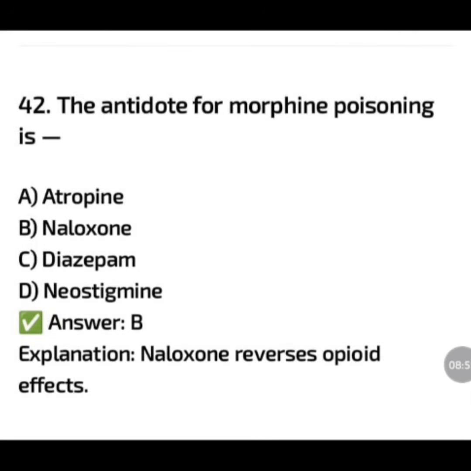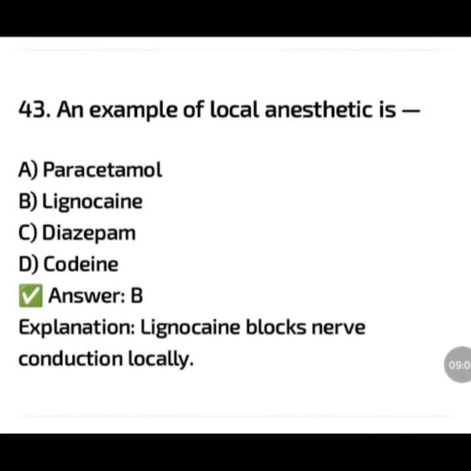The antidote for morphine poisoning is atropine, naloxone, diazepam, neostigmine. The correct answer is option B, naloxone. Naloxone reverses opioid effects. The example of a local anesthetic is paracetamol, lignocaine, diazepam, codeine.